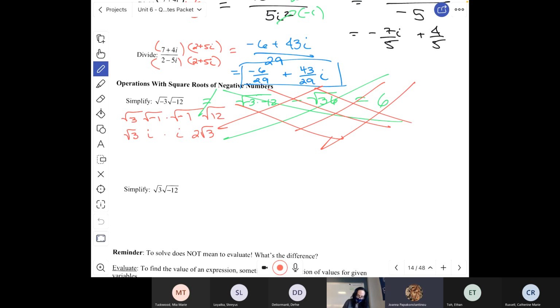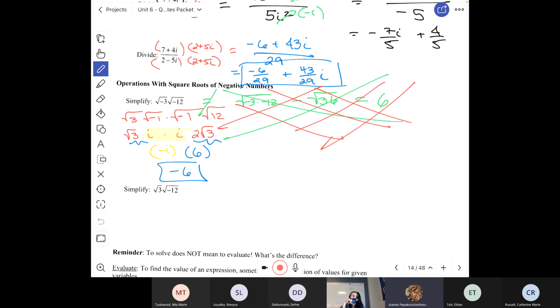Now, I can combine my I's. What is that going to become? That is going to become -1. Can I combine these? If I multiply those together, what do I get? So what is my final answer? No I. You can put +0I, I don't care.